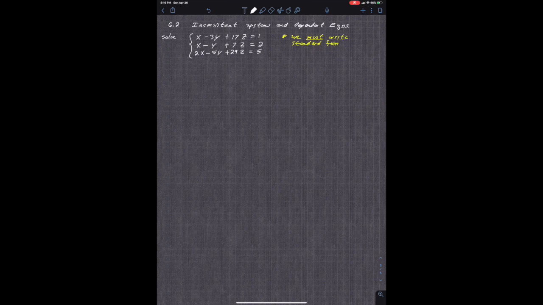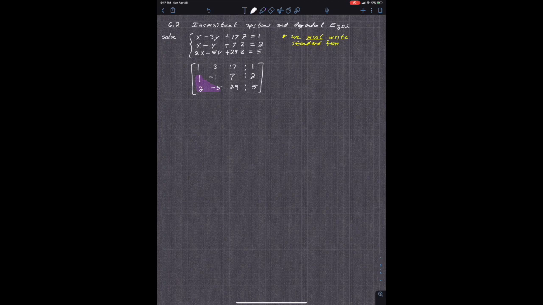So let's take a look at this one. First thing you want to do is put this in matrix form. So it's 1, -3, 17, 1, 1, -1, 7, 2, 2, -5, 29, 5. Put in the dots, so it's your augmented matrix, like that. And again, our goal is to write the lower left-hand corner as zeros, with doing those operations, of course.